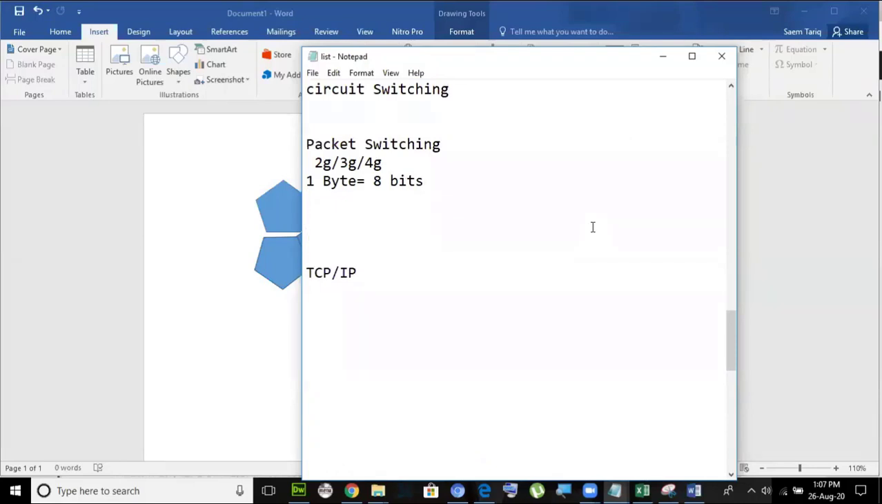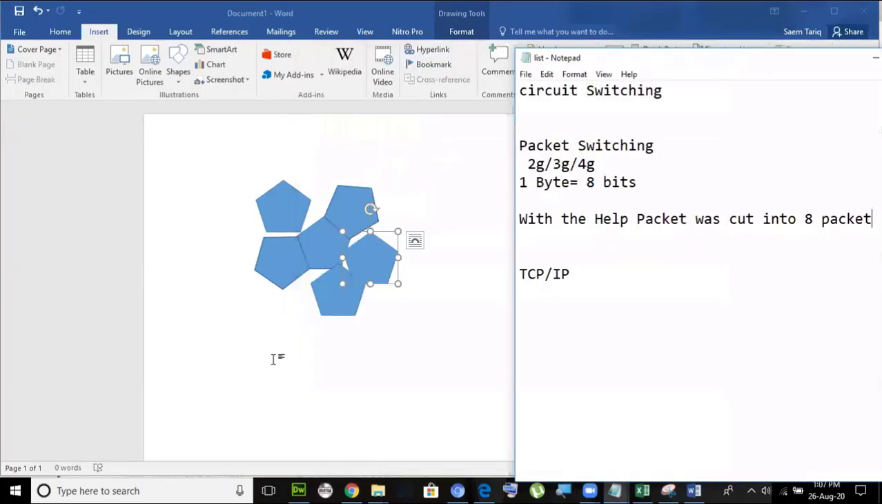This means that in packet switching, with the help of TCP, our packet was cut down into 8 packets. So let's say if I have a packet of 4 MB, the TCP would cut down my packet into 8 packets. Now, why is that important? I'll tell you why it is important.